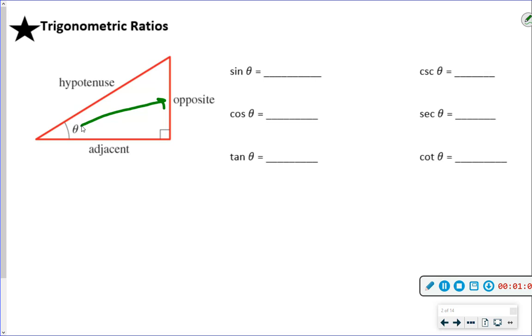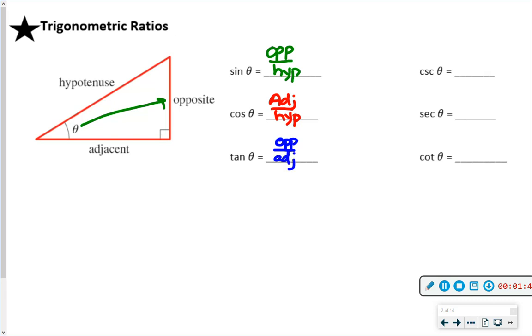Now, our trig ratios. I'm sure you are phenomenal with sine, cos, and tan, but I'm going to back it up. Sine: what two sides does sine compare? Opposite over hypotenuse. So I'm just going to fill that in. I'm going to abbreviate. Okay, cosine: what two sides does cosine compare? Adjacent over hypotenuse. And then tan, of course, TOA, is opposite over adjacent.